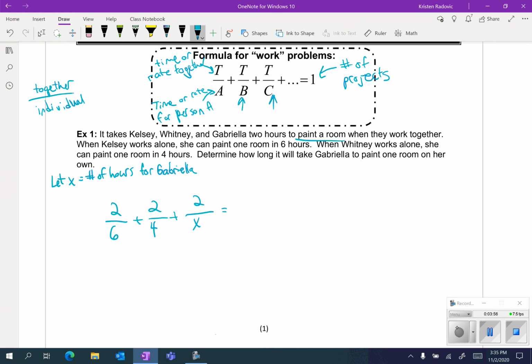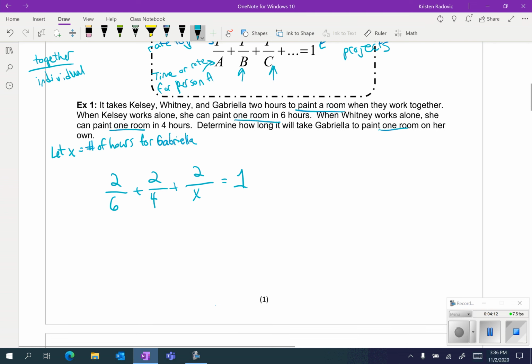When Kelsey works alone, she can paint one room. When Whitney works alone, she can paint one room. How long does it take Gabriella to paint one room? Multiple times in this problem, they are saying we are painting one room. And then all you have to do is solve the resulting equation. So in this case, you need to find your LCD. So what's the least, or rather the lowest number that 6 and 4 both go into? The smallest number that 6 and 4 both go into is 12.